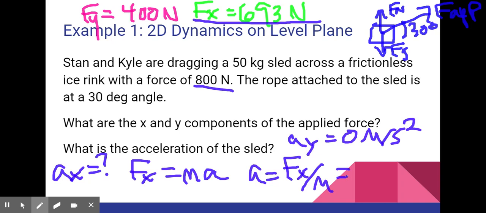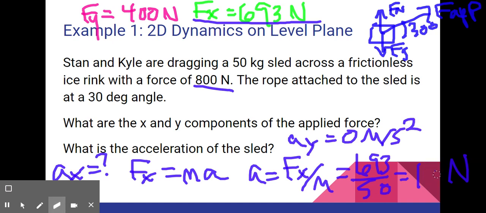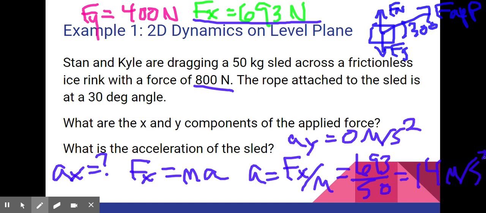And I gave you the mass, so we've got Fx at 693 newtons. The mass is 50 kilograms, gave that to you in the problem. And so we've got 693 divided by 50. That is going to be rounded up 14, oops, not newtons, we're doing acceleration, 14 meters per second squared. Let me fix that for you, 14 meters per second squared. Okay, so that's how you would solve that problem.